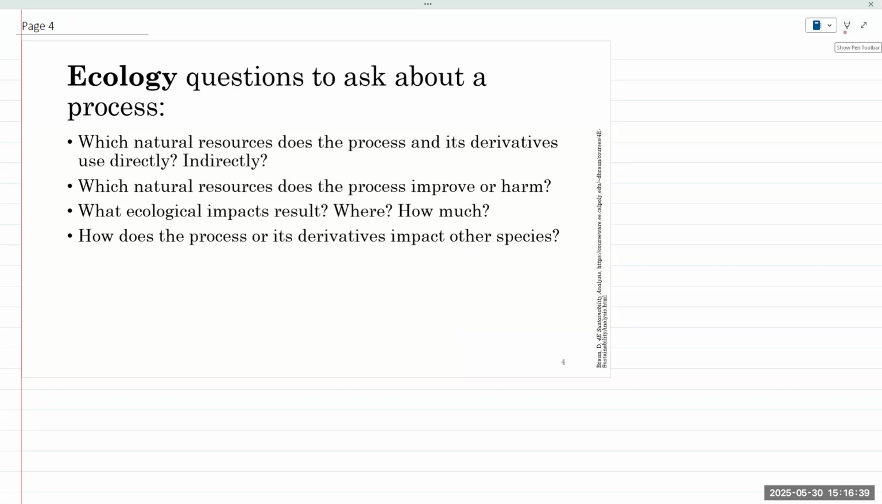So some questions to ponder about each one of those E's, starting with ecology. What natural resources are required for your system, right? What ecological impacts will your system have in its environment? How does the process impact the environment? How does it impact other species?